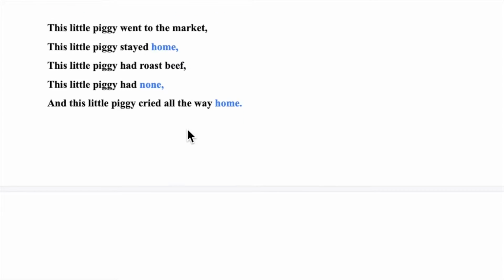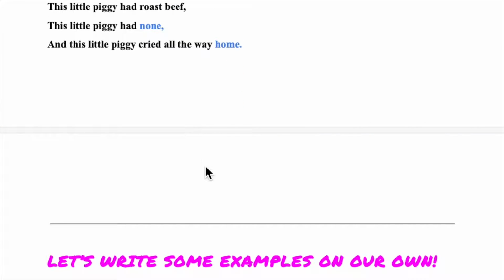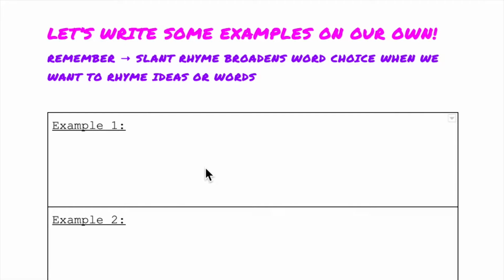Before we do a couple examples on our own, it's important to remember why we may want to use slant rhyme. Slant rhyme broadens our word choice if we're looking to rhyme in a poem. Don't stress about getting exactly to a perfect rhyme when you can use slant rhyme to achieve the same desired effect. Let's try our own examples.